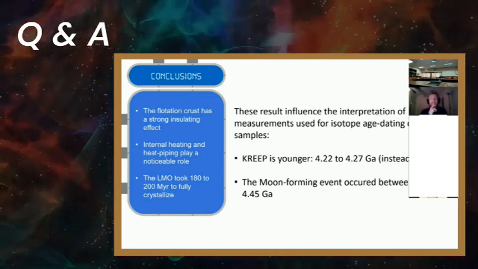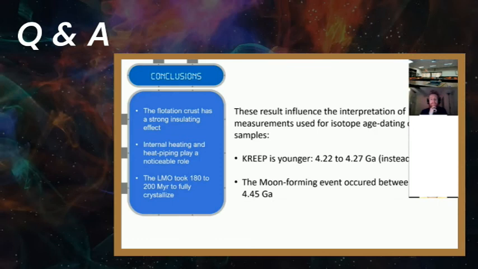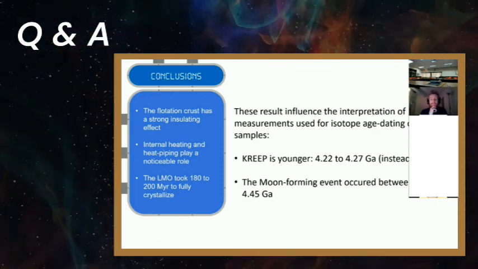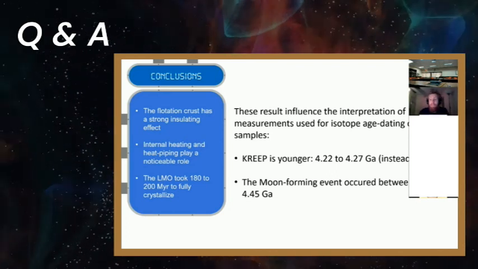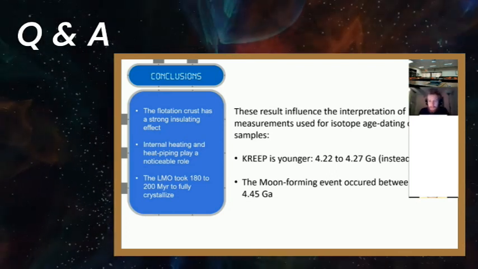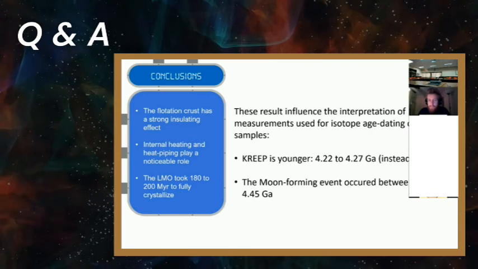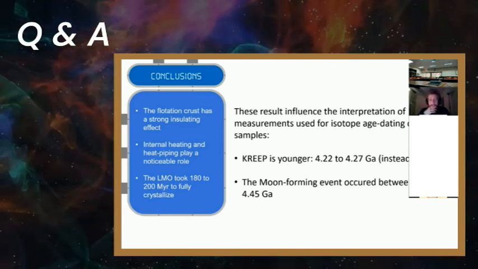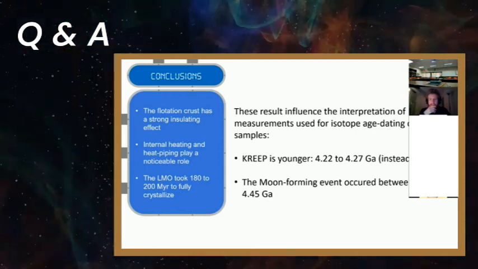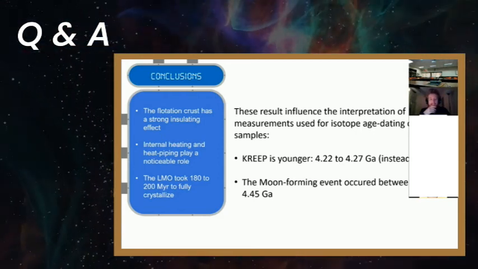So the main result is that the crystallization time is at least about 180 to 200 million years, right? Sorry? I mean, the main result in your calculations is the time taken to crystallize the lunar magma ocean. Yes, exactly.